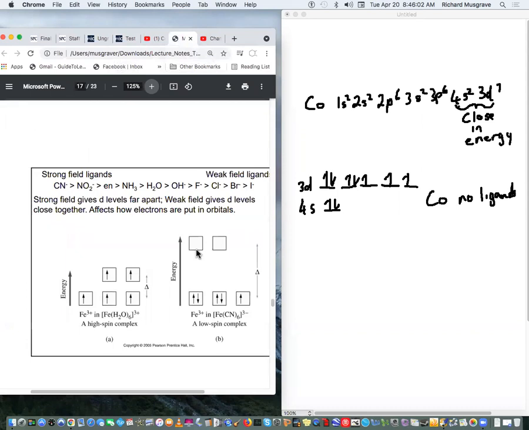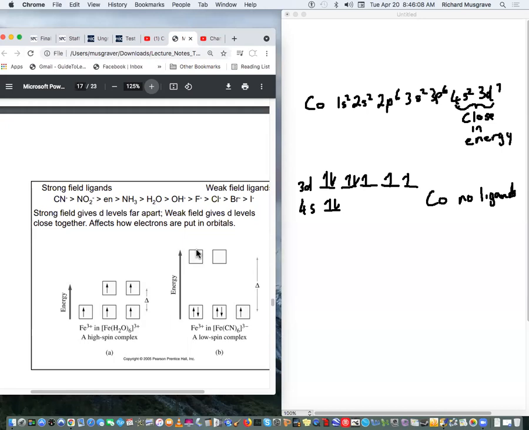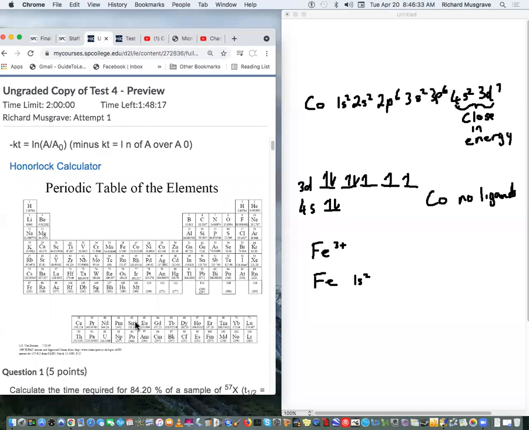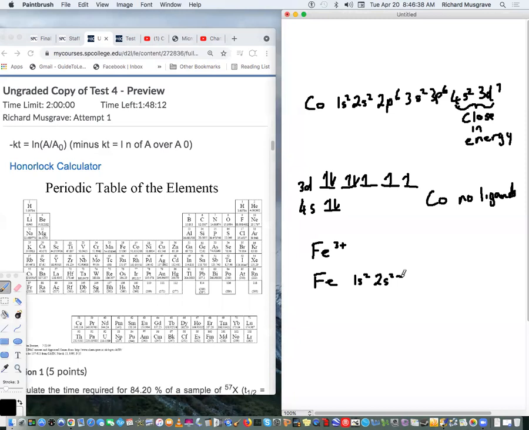All right, so we have strong field and weak field ligands. So when we've got Fe3+, and I'll show you how we get the five electrons there, first of all, let's look at what Fe is. Fe is 1s2, 2s2, 2p6, 3s2, 3p6, 4s2, and then 3d6, so it's number 26. So all you're really interested in is this part, 4s2, 3d6. The rest really doesn't matter that much.